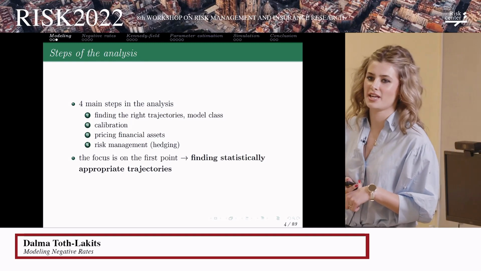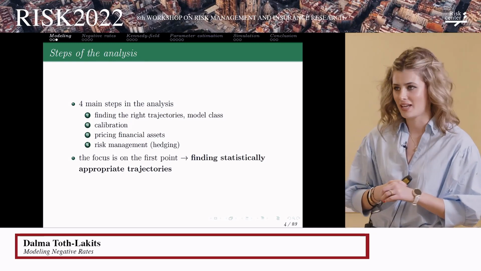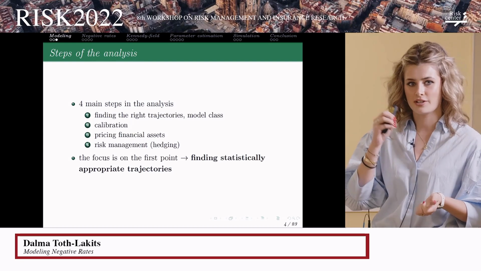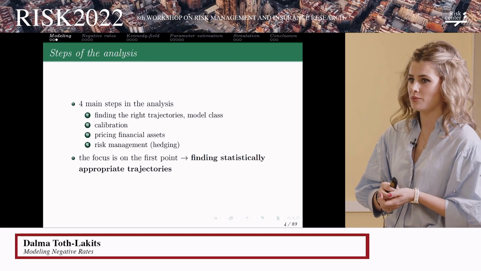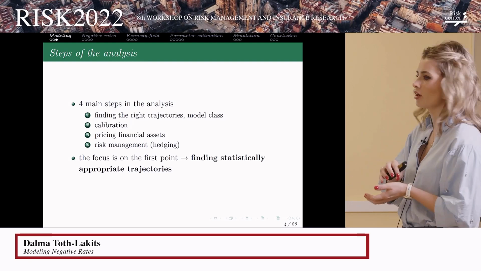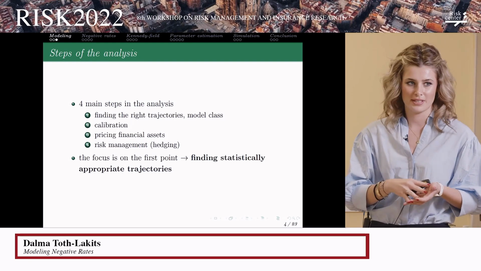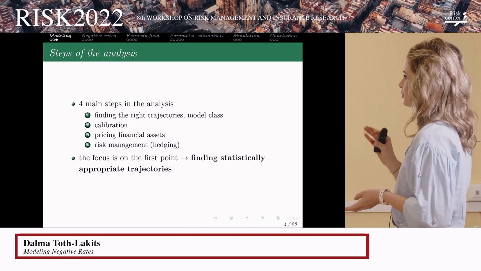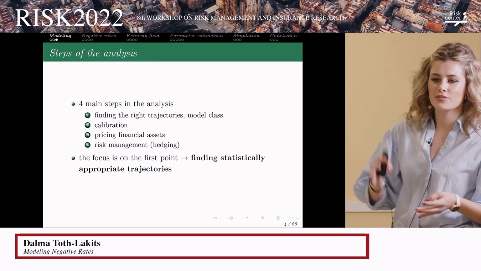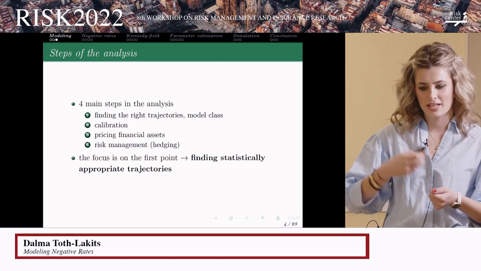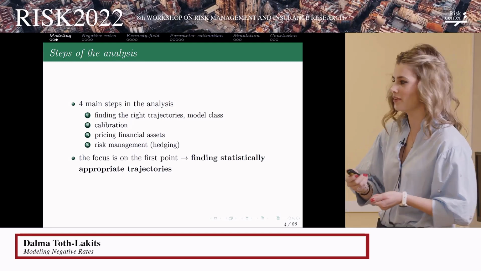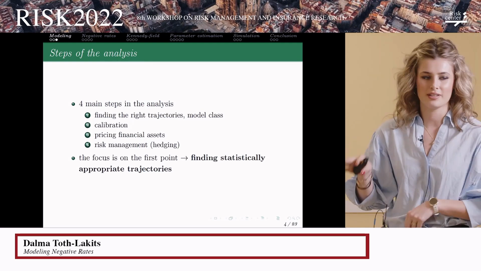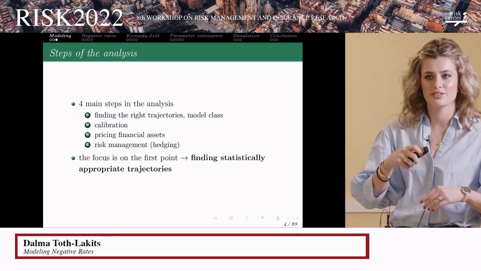We differentiate 4 main steps of the analysis. The first one is how to find the right trajectories, the right model class. And after that, we get the distribution. We can talk about how to calibrate the parameters, how to fit the model to the data, to what we have seen in the market. And after that, we can price financial assets, and we can talk about hedging. In this presentation, we are going to focus on finding the statistically appropriate trajectories.